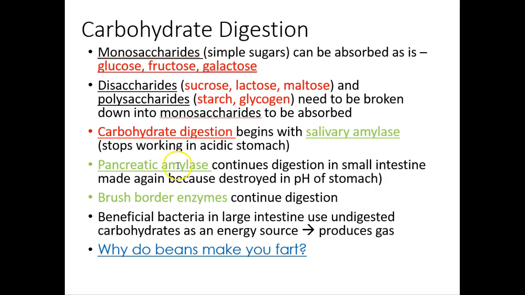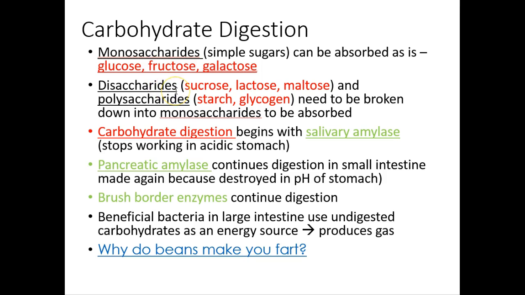Once we're done with that, when the food comes out as chyme, we're going to have to make another amylase, and that's going to be pancreatic amylase. And that's going to be acclimated to the pH of 7, and it's going to do all of its job in the small intestines. We have other things that are going to help us break down these sugars, and go ahead and refer back to your sheet for all of them.